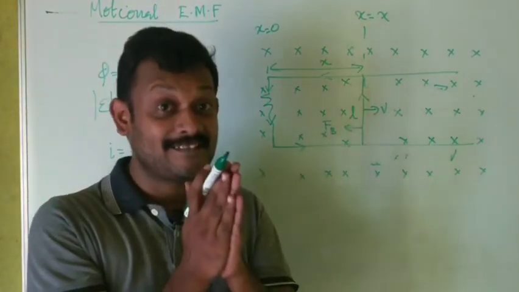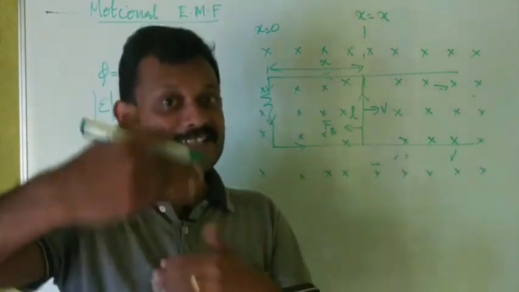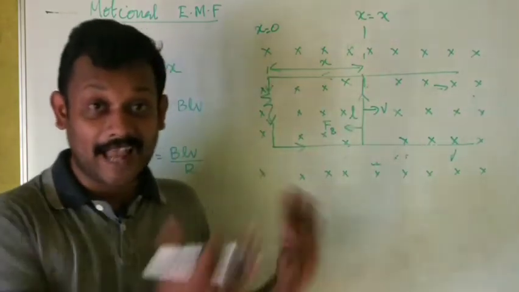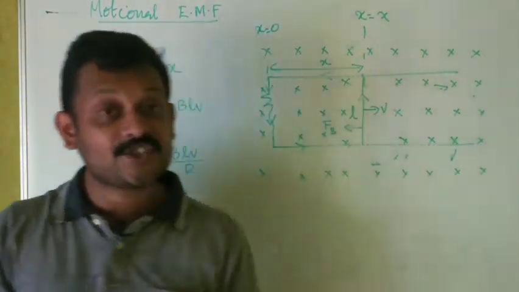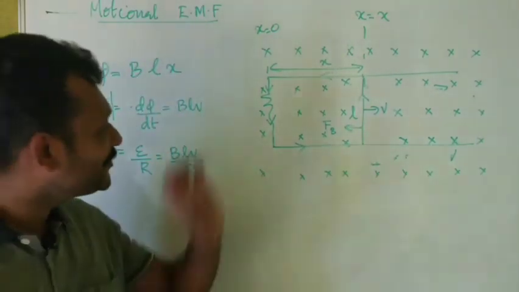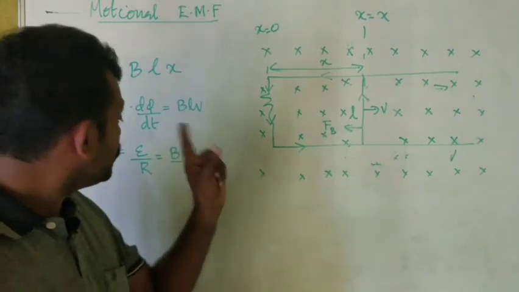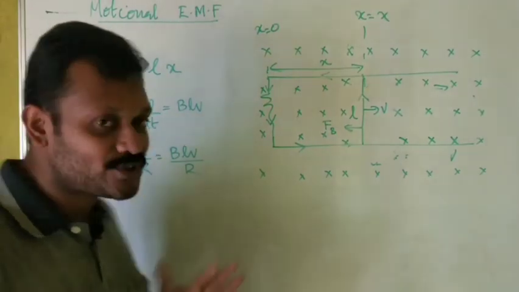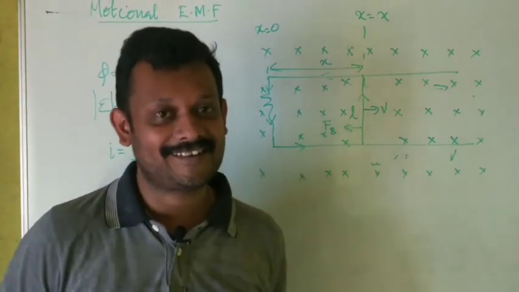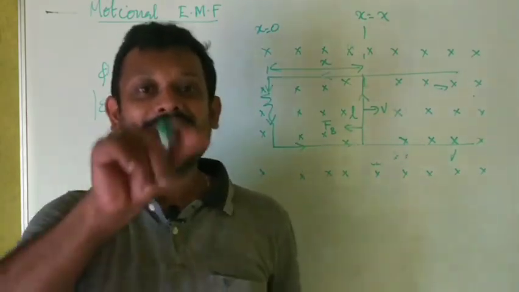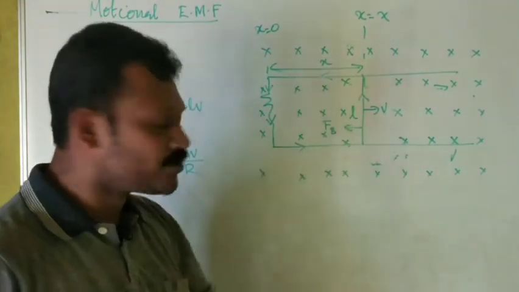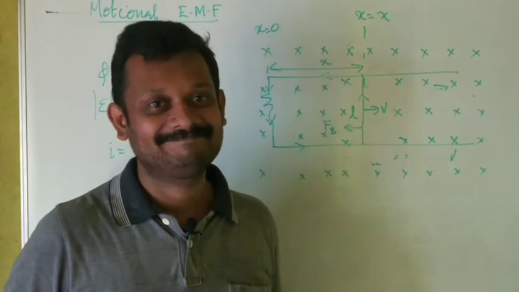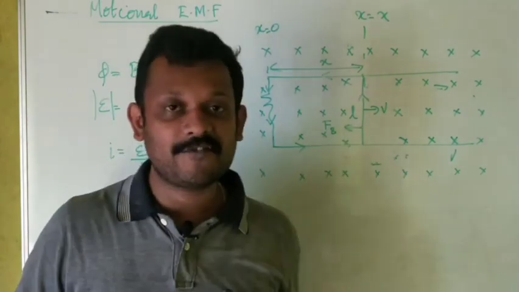Now my next question. Here I am continuing with the next topic, that is energy consideration, a quantitative study. I have taken motional EMF, now I consider energy consideration. I said B, L, V and R are constant, that means induced current is constant. Now the question generally comes here: how can this velocity be constant? Because the magnetic force is acting in this direction, it's a decelerating force and velocity must decrease.